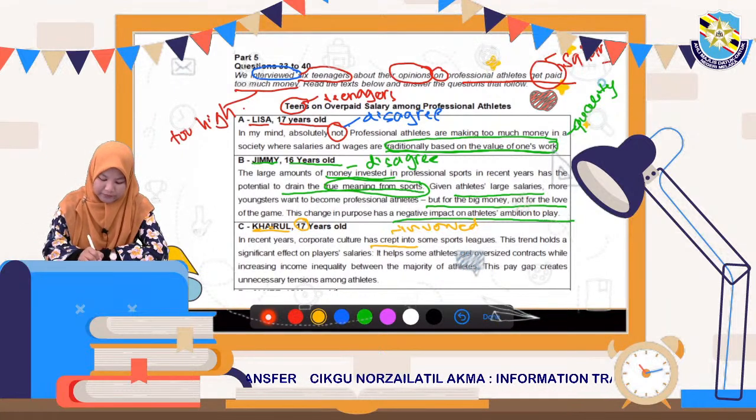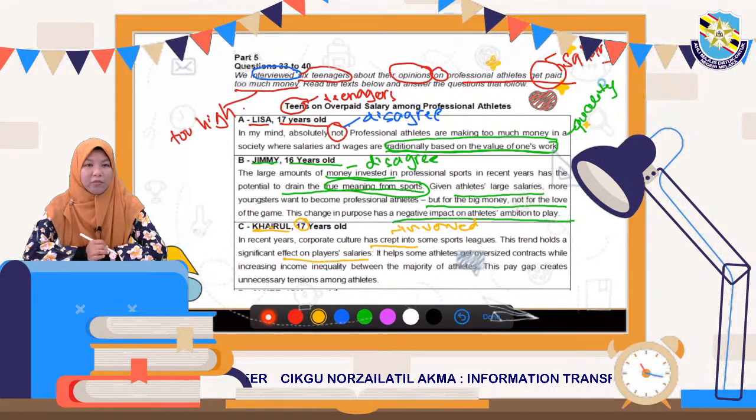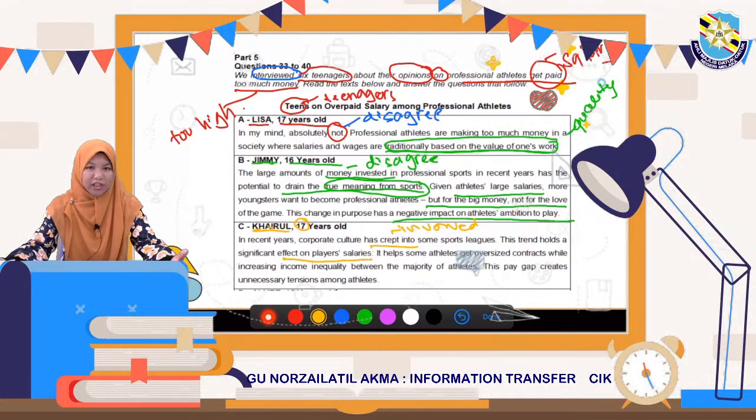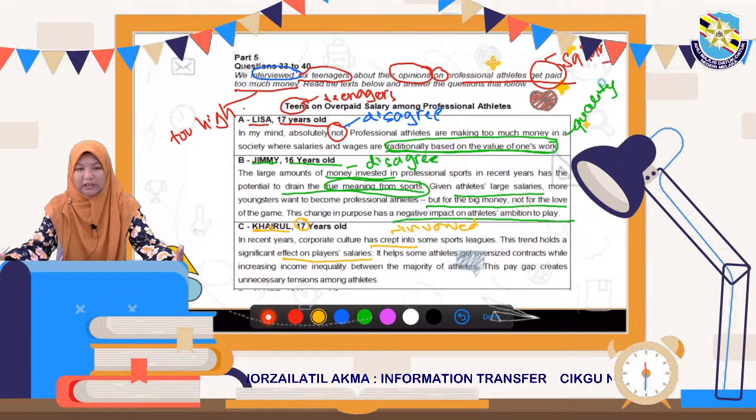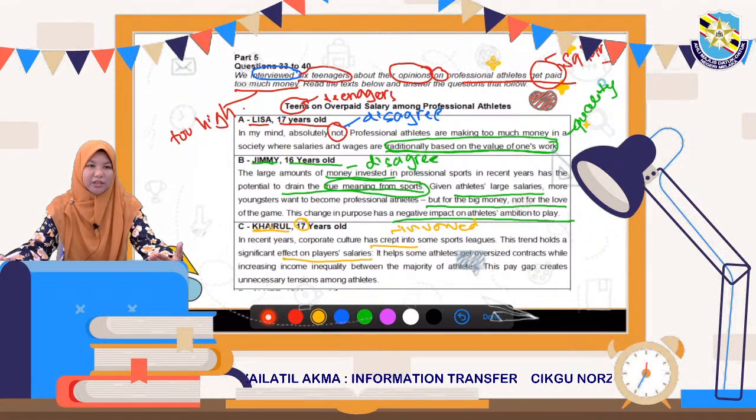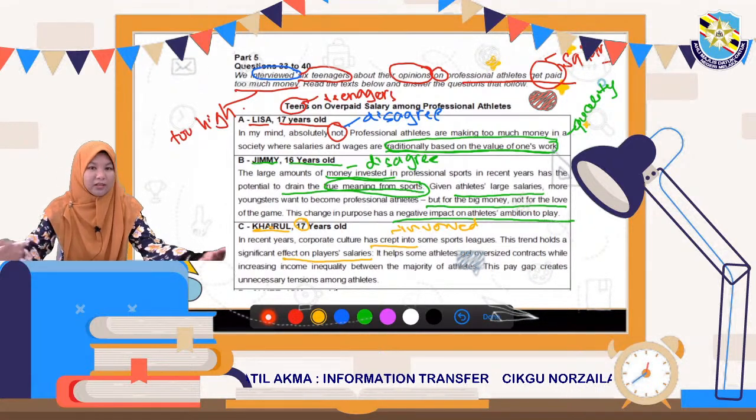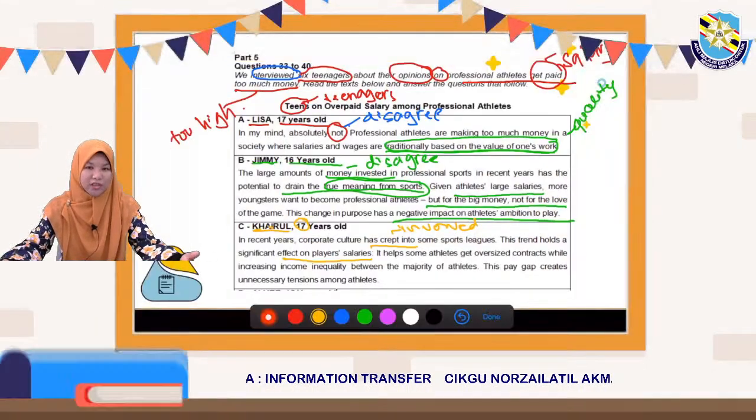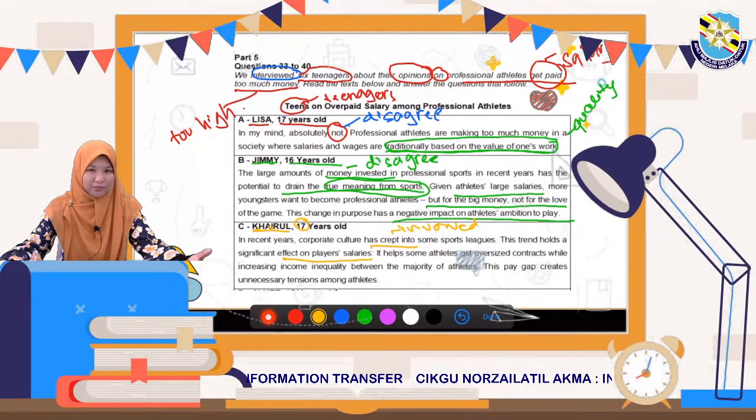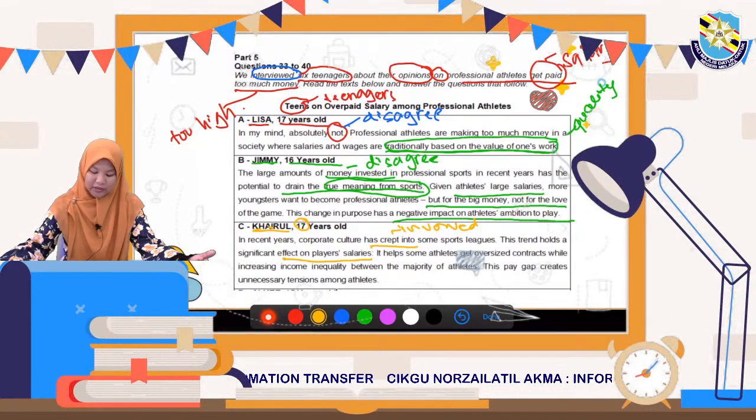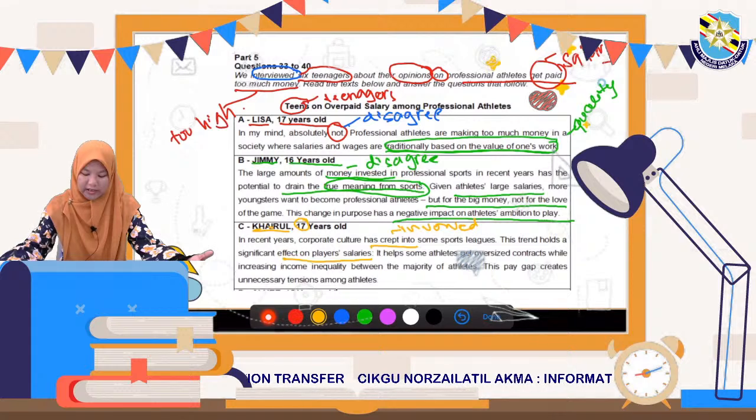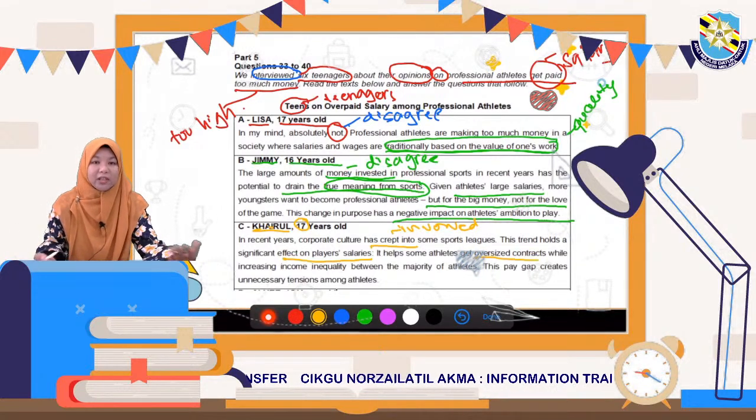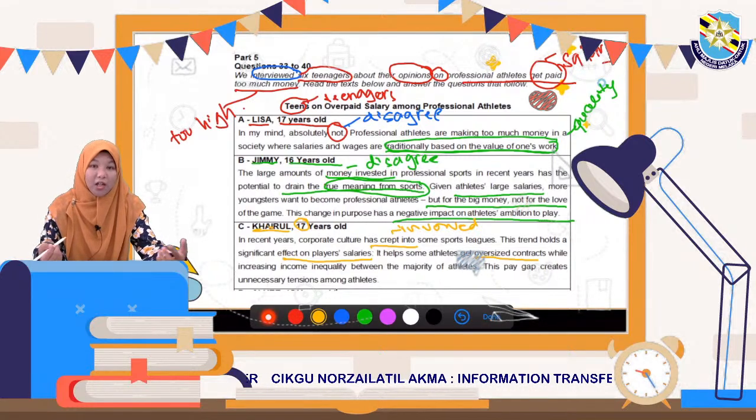Here, effect on players' salary. The more sponsors you get, the more games you will have, and if you have more games, you have higher rates of winning, and your percentage to get promotions in salary will be higher. It helps some athletes get oversized contracts. Oversized contract means a big contract, a contract that pays a lot.